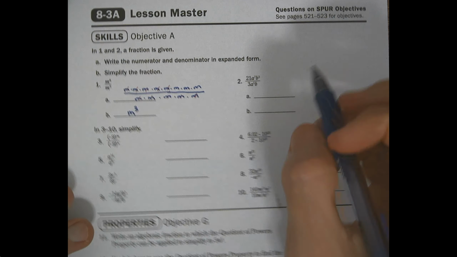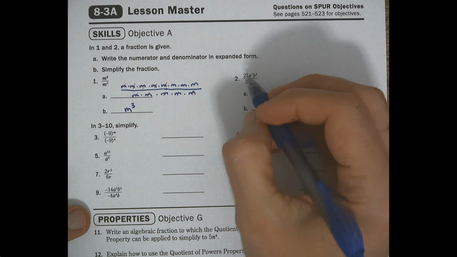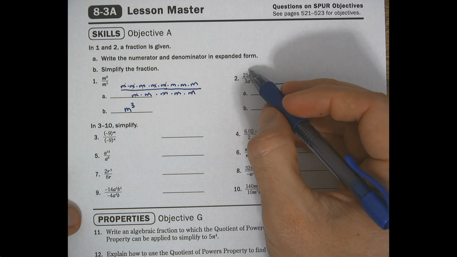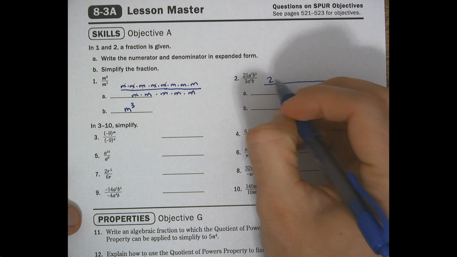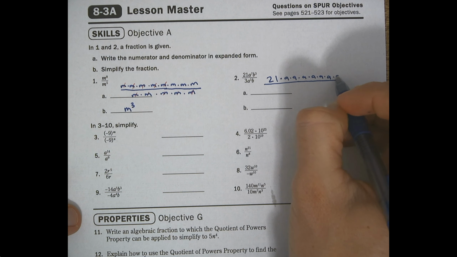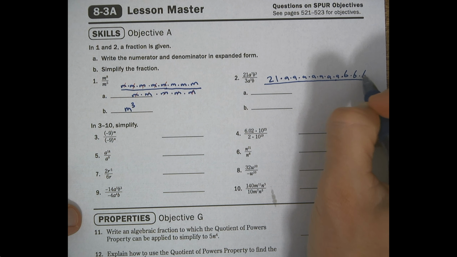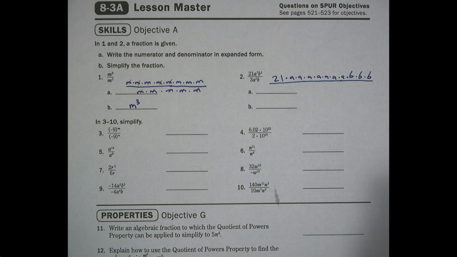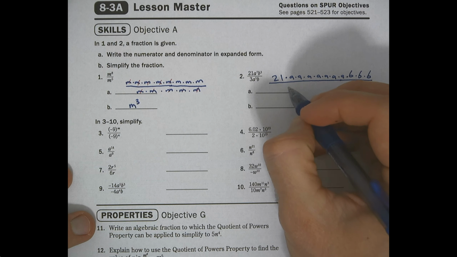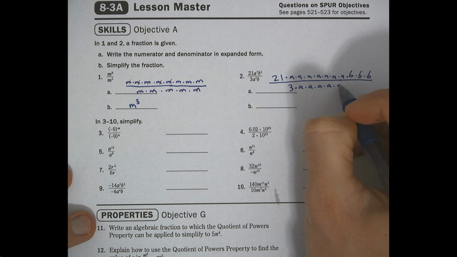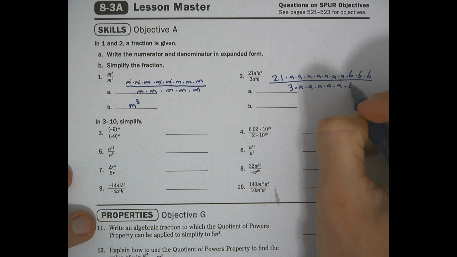All right, for number 2, how do we write this one in expanded form? The 21 does not have an exponent. I mean, it does, it's a 1, but it doesn't have some other exponent. So it's just going to stay 21 times a to the 7th, 1, 2, 3, 4, 5, 6, 7, times b to the 3rd. So times b, b, b. On the bottom, again, the 3 doesn't have an exponent, so it's just 3. A to the 5th, 1, 2, 3, 4, and 5, times b to the 1st.